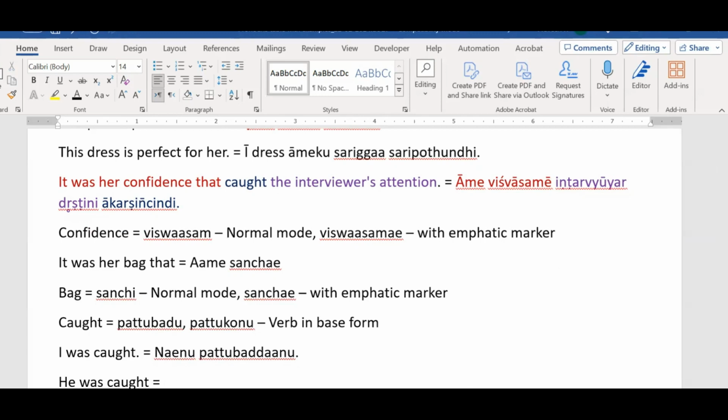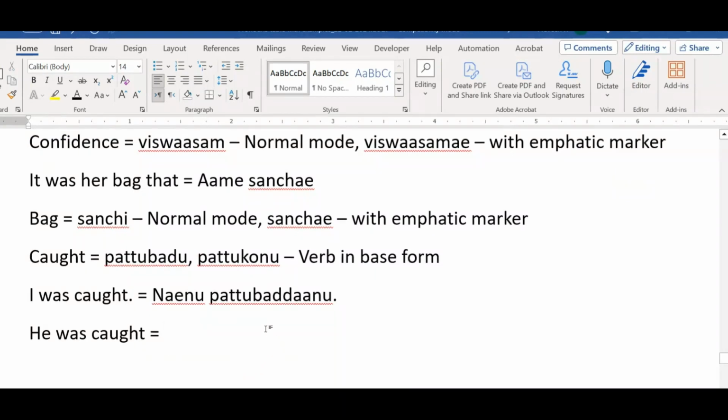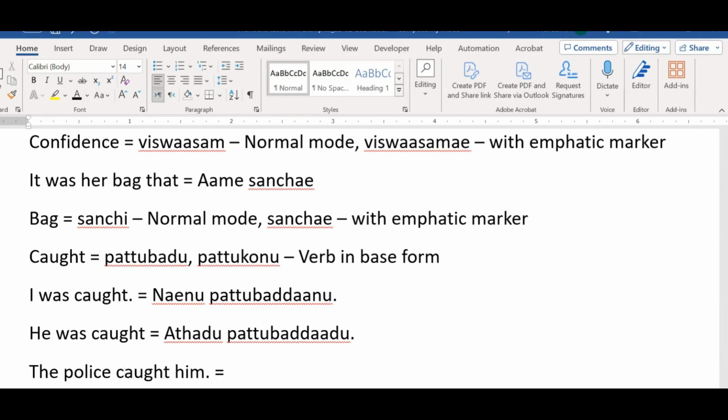Can you modify this one, Andy? అతడు పట్టుబడ్డాడు. Perfect. Okay. So now let's see another scenario. The police caught him. So here we use this kind of meaning directly.